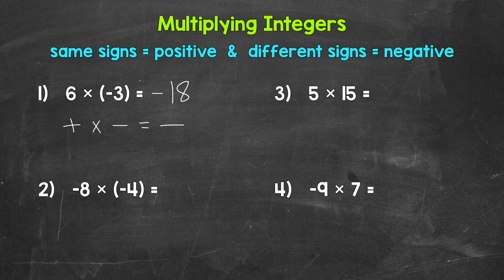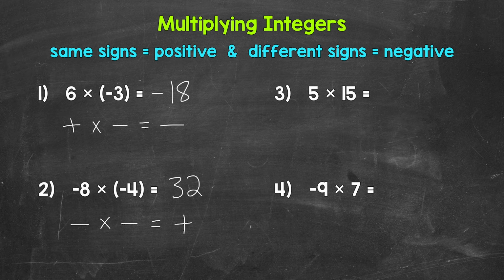Moving on to number 2, we have negative 8 times negative 4. We have the same signs here. A negative times a negative. That means our answer will be positive. So all we need to do is think 8 times 4, which is 32. And again, since we have the same signs, a negative times a negative, this is a positive 32. Negative 8 times negative 4 equals 32. A negative times a negative equals a positive.